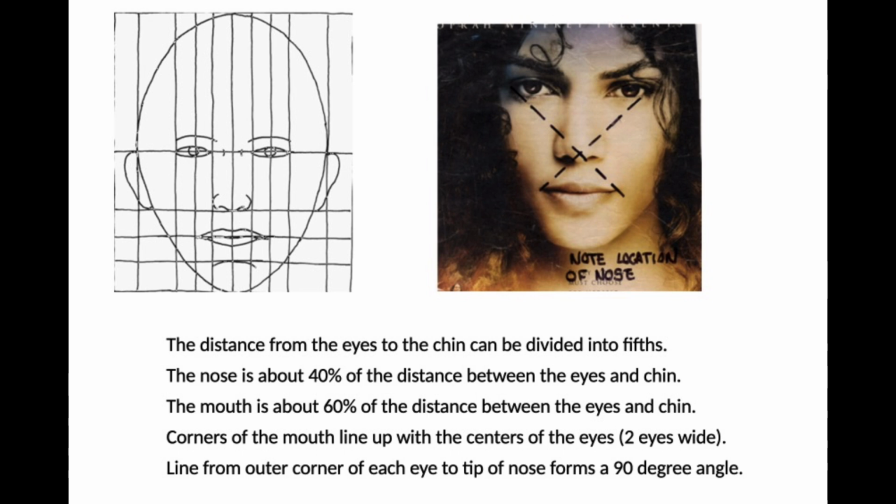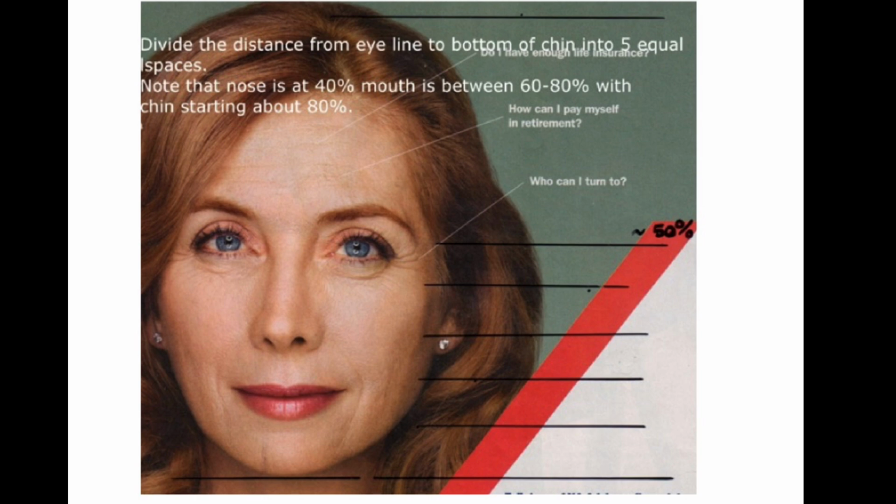So, things I just said: the distance from the eyes to the chin, you divide it in a fifth. The nose is about 40%, mouth's about 60%. Corners of the mouth line up with the centers of the eye, because it's 2 eyes wide. And then that principle there for locating a nose. Okay, next chart.